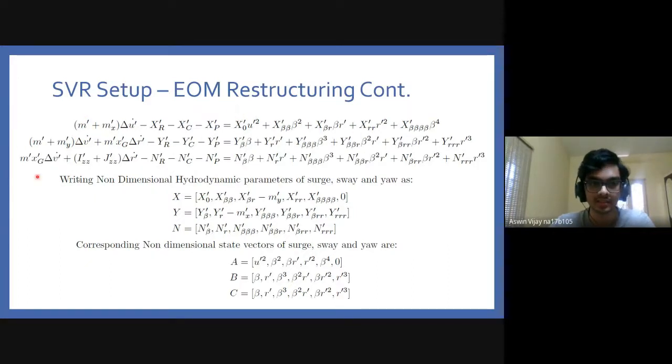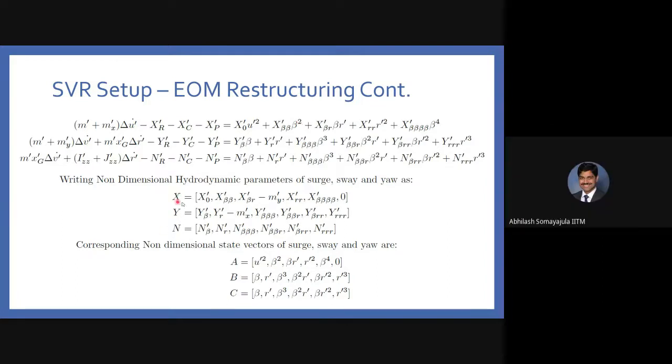As you can see in these equations, the hydrodynamic derivative terms are on the right hand side, and everything else is kept on the left hand side. Now I will rewrite this right hand side as a matrix by defining this capital X here like so, which consists of the hydrodynamic derivative terms and these non-dimensional state vectors, which I named A, B, C. So if I do X transpose A, I will get this term. You can see it's just a direct dot product. X0 into U square will give you the first term. Xββ into β square will give the second term.